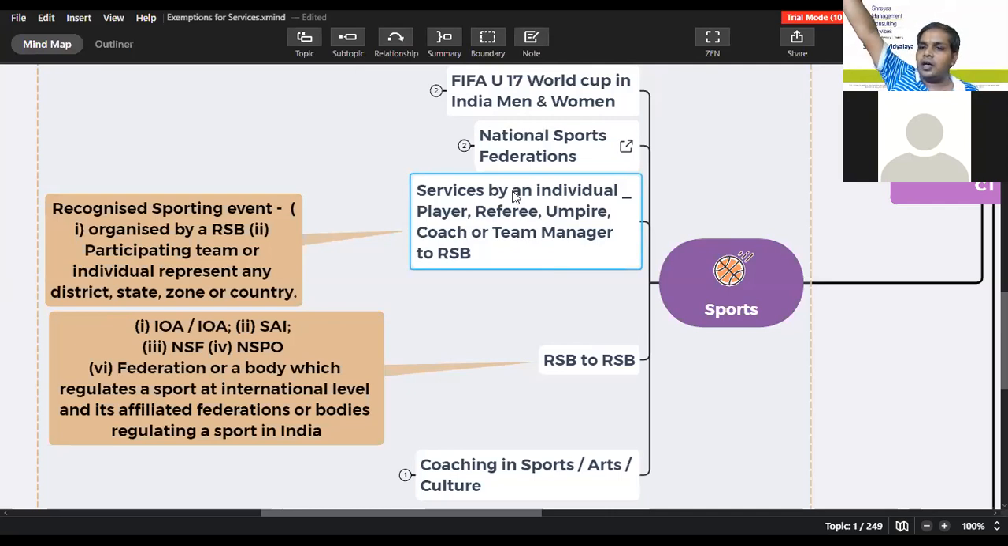She played for India. All these are okay, but from where does she get the match fee? From the Indian Federation of Indian Badminton Association. So that is exempt. She is part of the Indian Badminton Association, so that is exempt.